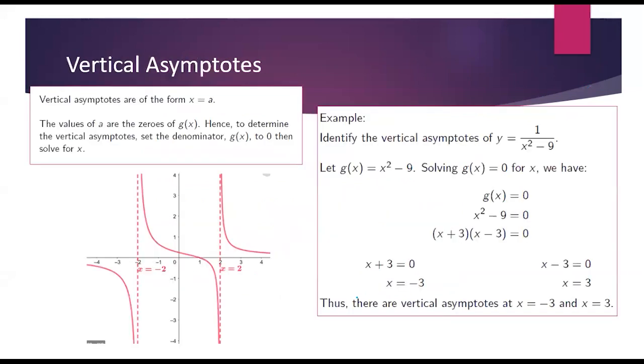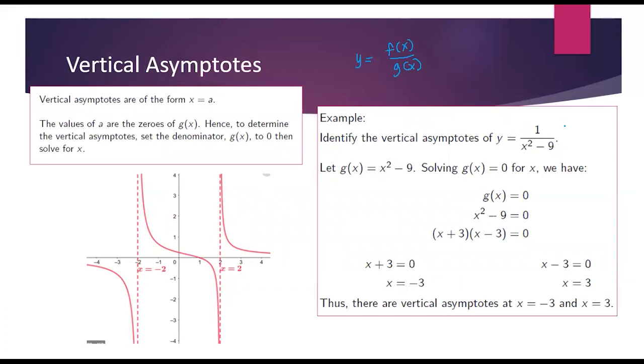For your vertical asymptote, this one is of the form x is equal to a. The values of a are the zeros of your g of x. Your g of x, remember, is your denominator in our rational function, f of x over g of x. So you get the zeros of this, and that would be the value of a. Hence, to determine the vertical asymptote, you set the denominator to 0 and solve for x. So let's consider this particular rational function.